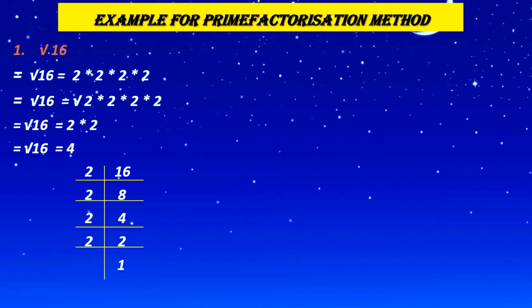And the next step is to group these numbers in pairs. Under the square root of 16, 2 into 2 is the first group, and 2 into 2 is the second group. Next, the square root of 16 is 2 into 2, that is 4. 4 into 4 is 16. This is the example for the prime factorization method.